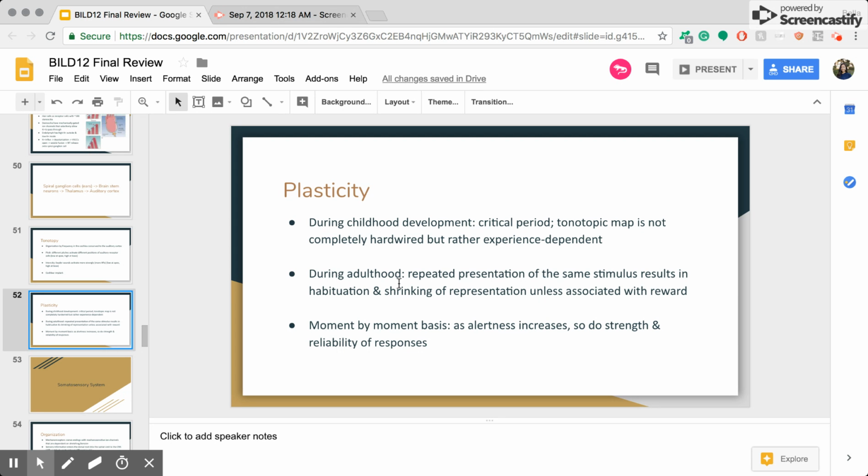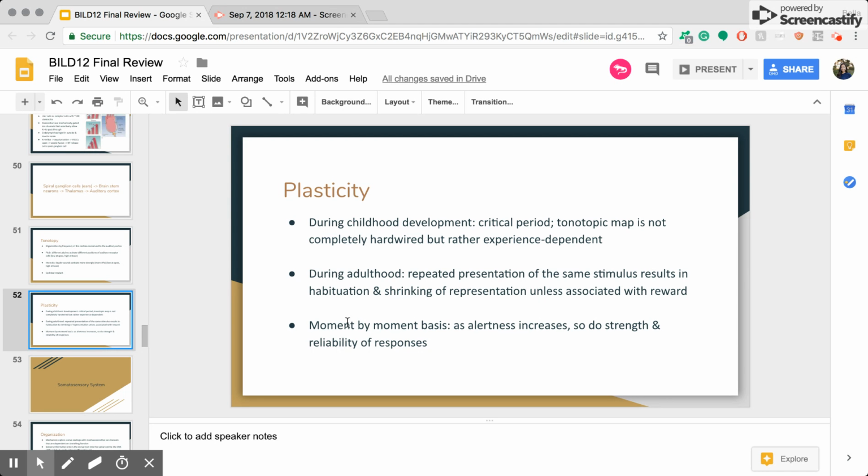Instead, during adulthood, there is some change to your tonotopic map, just not as much. The main point for adulthood is that if you hear the same sound again and again, there's less activation in your brain then. But if you associate that sound with a reward, then there's not so much habituation going on. You'll still have a lot of neurons turned on by the sound associated with the reward.